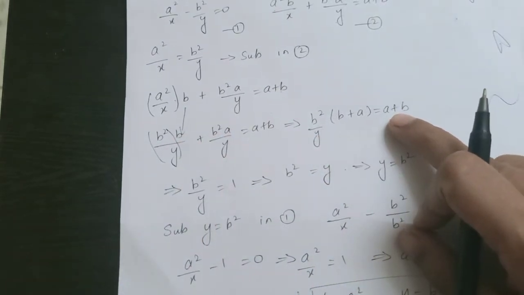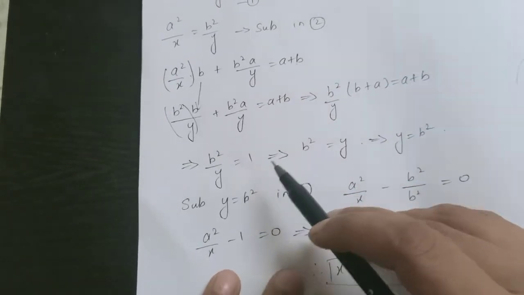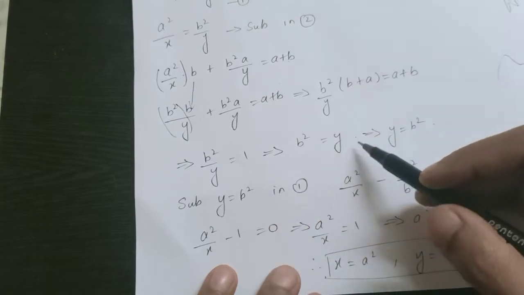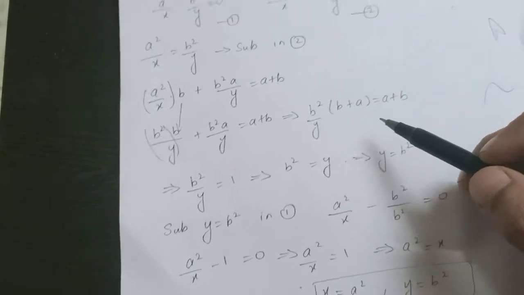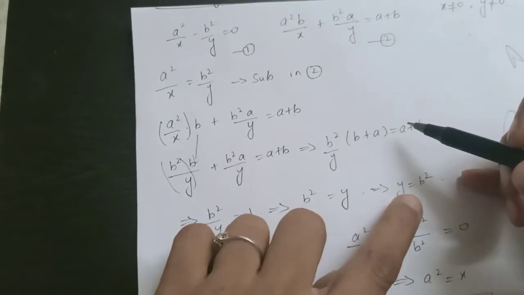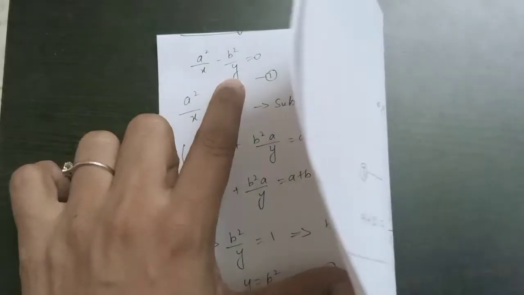This side also you have the same. So these two will get cancelled, you will get 1. So cross multiplying we will get y is equal to b square. So one part of the answer is over. The remaining should be easy. This y equal to b square we can substitute in equation 1. So what will you get?